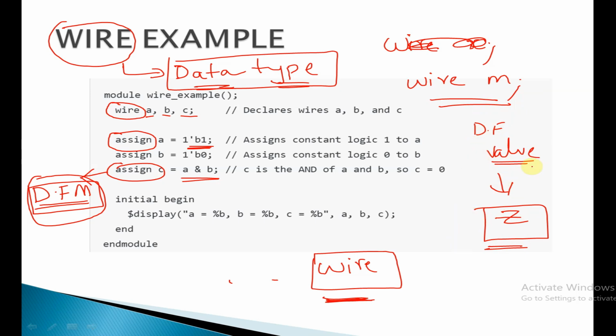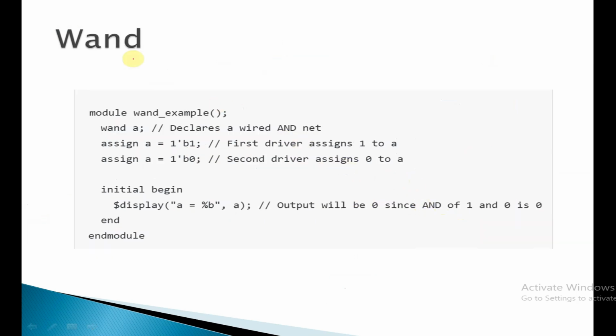Yes. The basic definition of high impedance we have also discussed. So that's why the default value of wire is high impedance. You can note it down. It's a very important interview question also. The default value of wire is equal to high impedance. If nothing is driven to this wire, the default value will be high impedance, and if it is driven by some value, that value will be driven on that wire. Next comes wand.